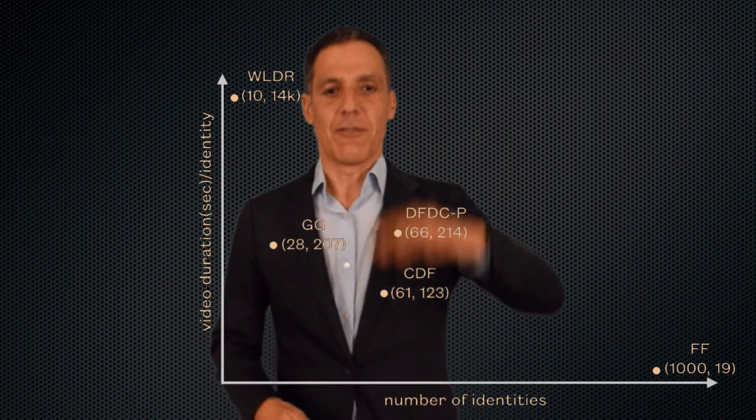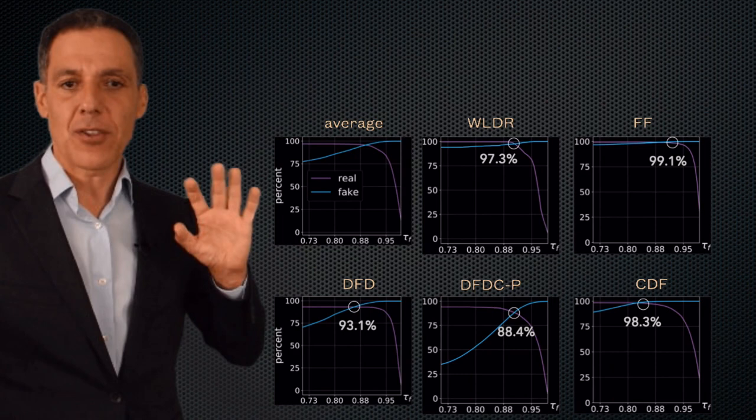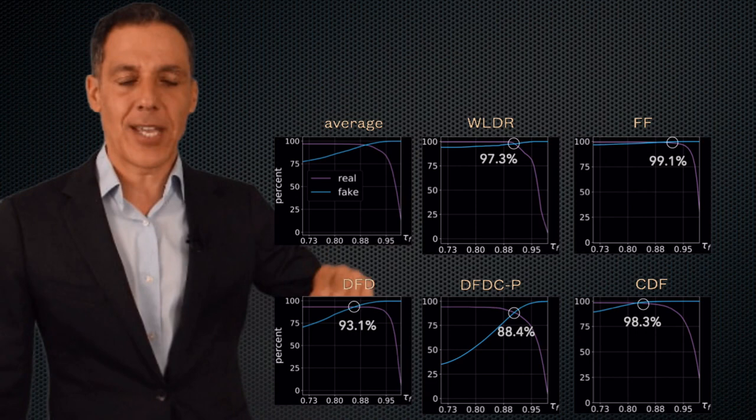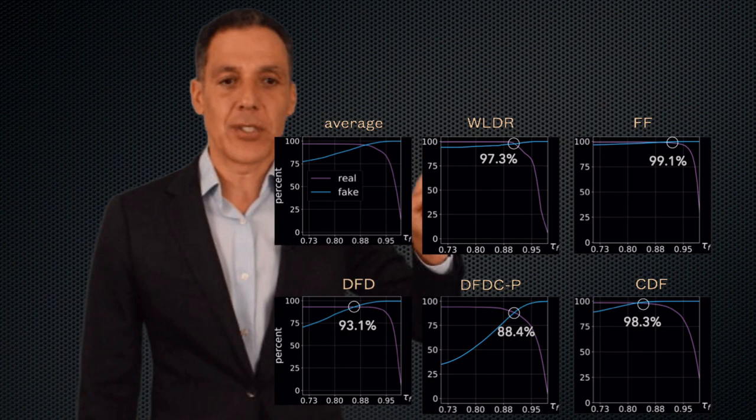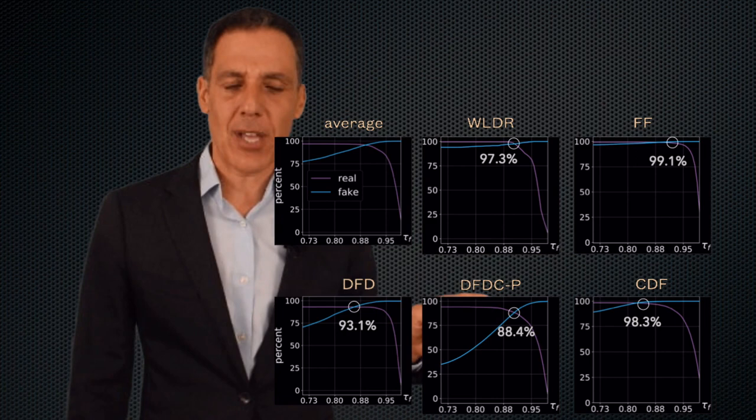This plot shows you the ROCs for the different data sets. This is the overall average, and then these are the various data sets that I enumerated before. I've highlighted the crossover of the ROCs. So the purple is real, the cyan is fake, and you can see the crossover is 97%, 96%, 99% rather, 93%, 88%. We took a big hit there. I'll come back to that in a second. And 98%. And the average is pretty good.